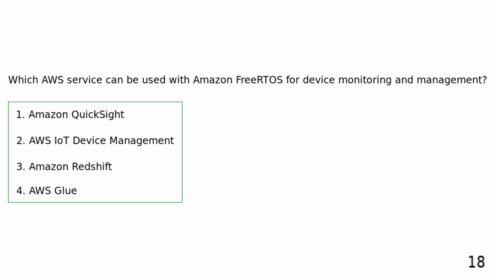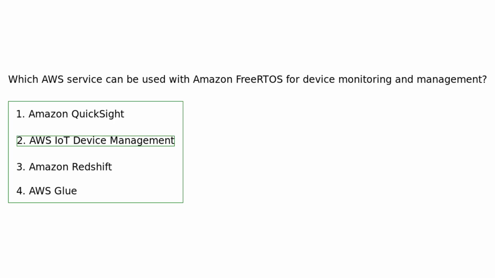Which AWS service can be used with Amazon FreeRTOS for device monitoring and management? Amazon QuickSight, AWS IoT device management, Amazon Redshift, AWS Glue. AWS IoT device management can be used in conjunction with Amazon FreeRTOS to monitor, organize, and remotely manage large fleets of FreeRTOS devices throughout their lifecycle.